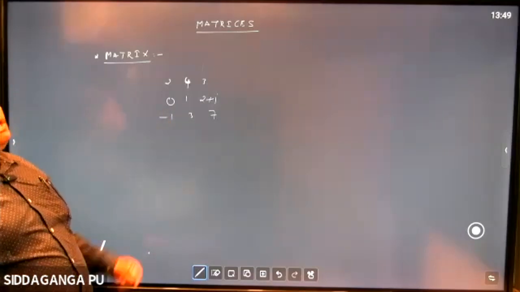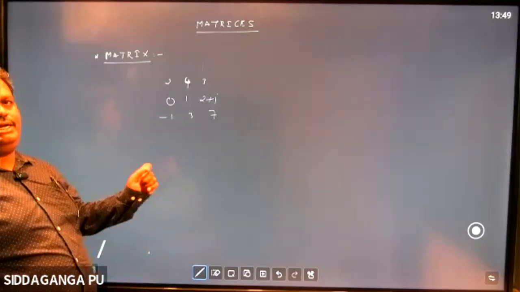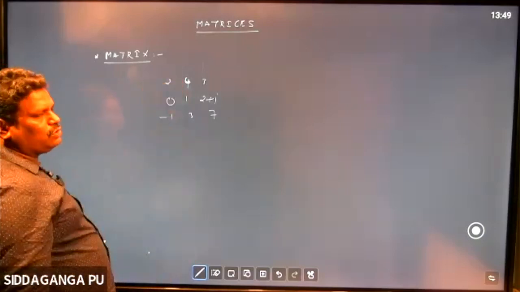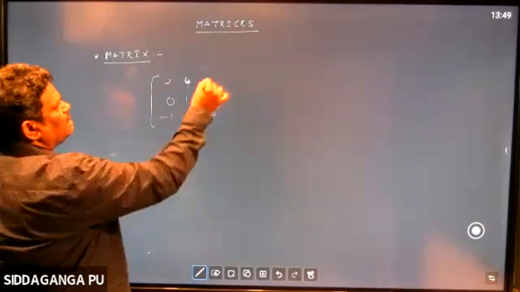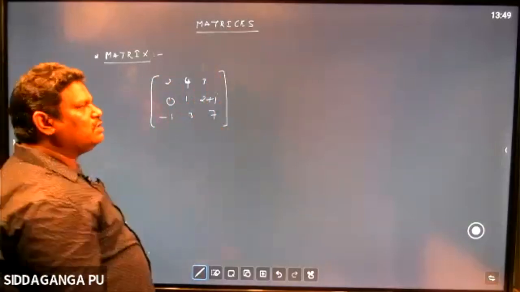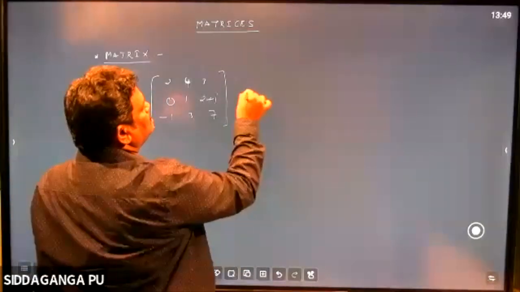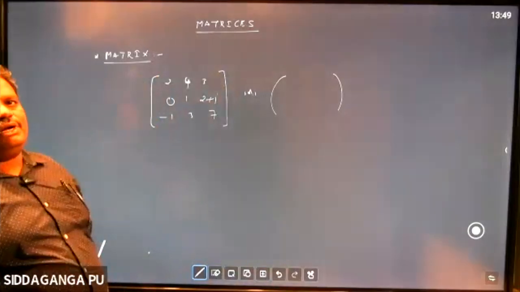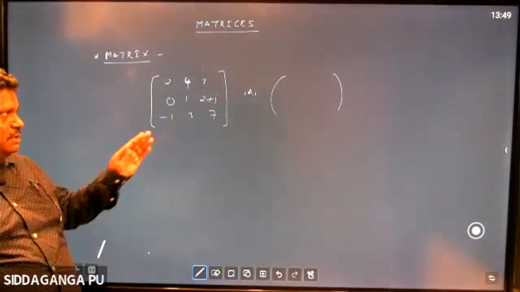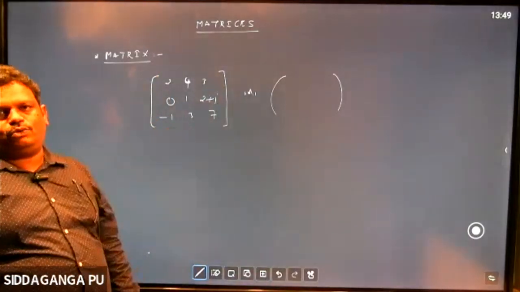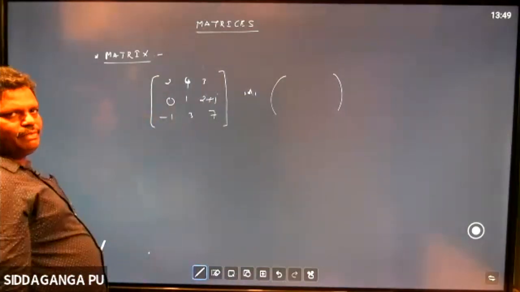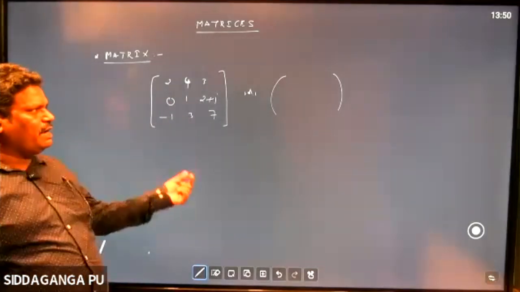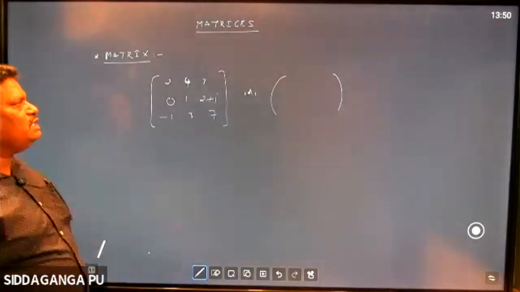This arrangement is called a matrix, but we enclose this arrangement between two types of brackets, open bracket or closed bracket. Sometimes we arrange the numbers in this type of closed bracket, or sometimes in open bracket. But usually in our NCERT textbook or competitive exams, they use the closed bracket only. These real or complex numbers arranged in some rows and columns, enclosed between brackets, form a structure called a matrix.